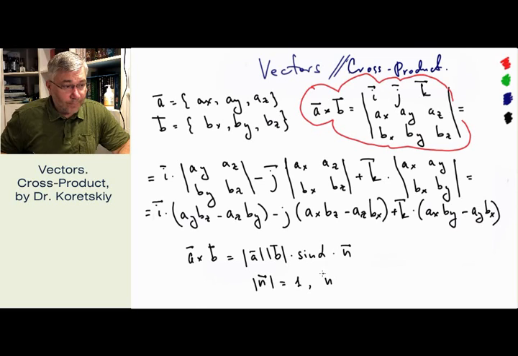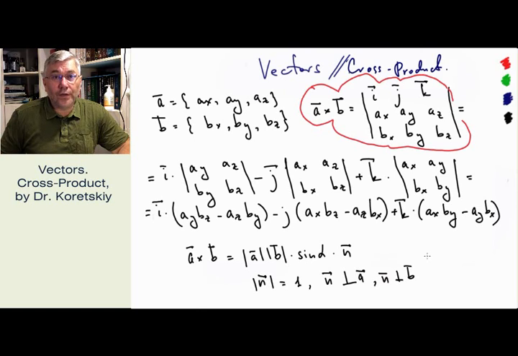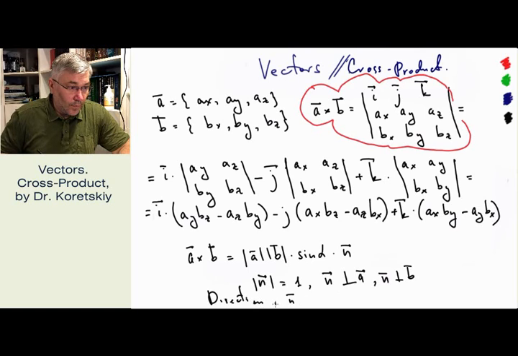And this vector is perpendicular to vector A and simultaneously perpendicular to vector B. You can define the direction of n on the basis of the right-hand rule.